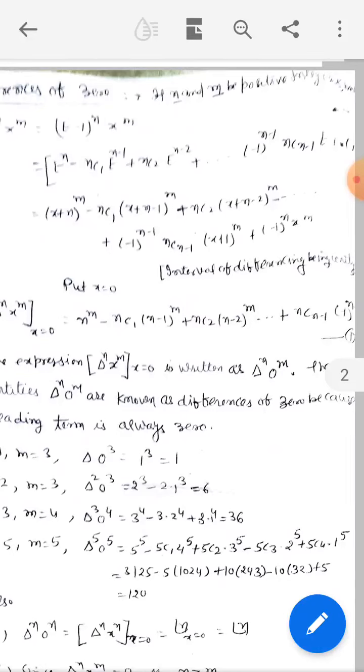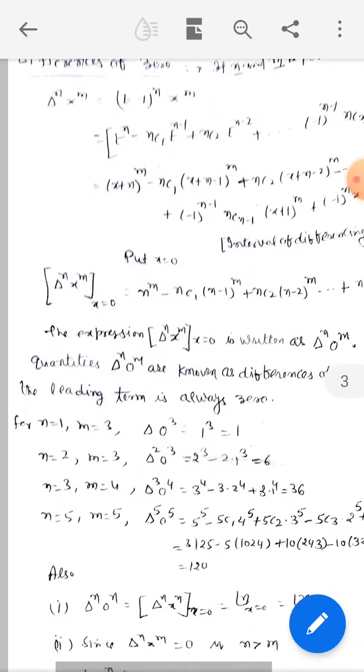The interval of differencing is taken as unity. Now put x equal to 0. Then the n-th forward difference of x to the power m at x equal to 0 is equal to n to the power m minus nC1 (n minus 1) to the power m plus nC2 (n minus 2) to the power m plus the same terms up to nC(n minus 1) into minus 1 to the power 1.